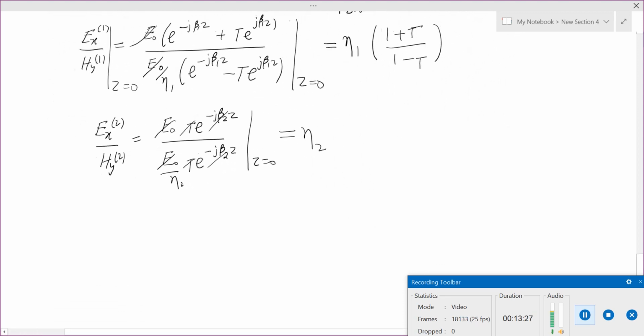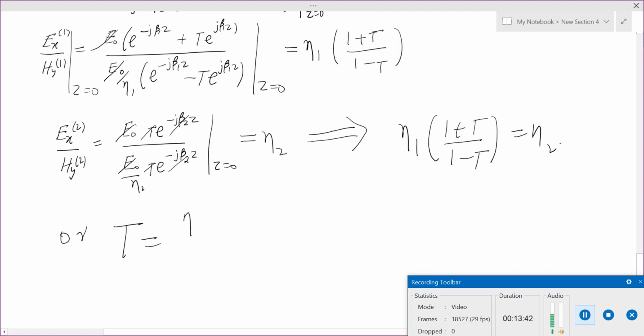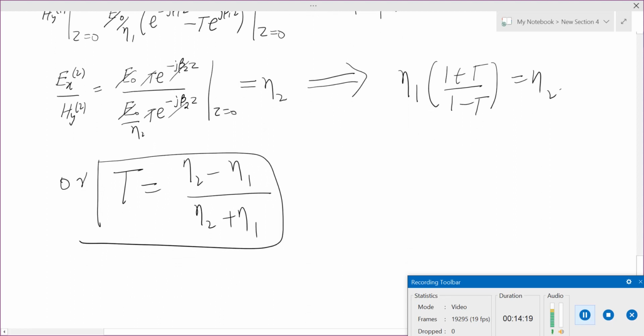So continuity implies that eta 1 times (1 plus gamma) divided by (1 minus gamma) is equal to eta 2. From this equation we can get gamma directly as (eta 2 minus eta 1) divided by (eta 2 plus eta 1). So this is one thing we got.